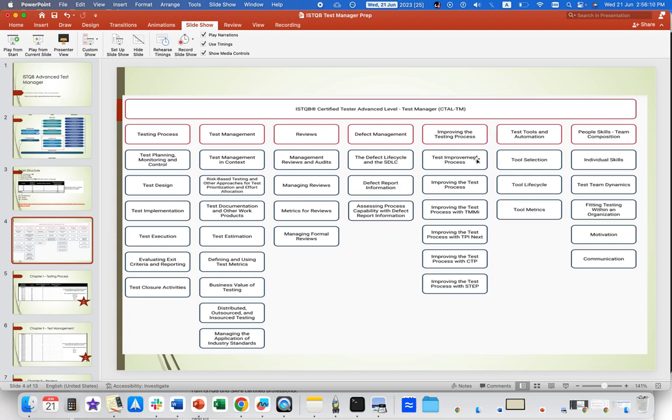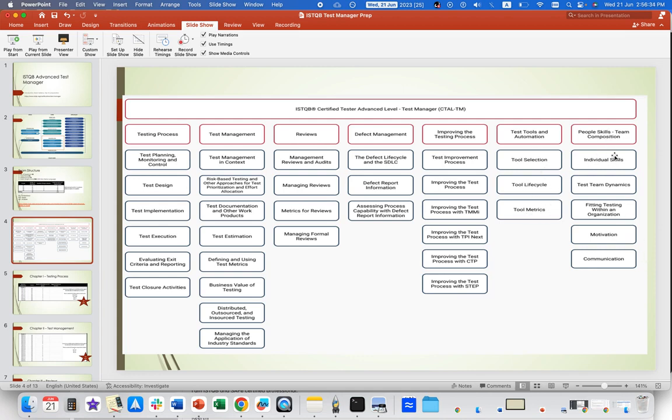Improving the testing process contains test improvement process, improving the test process with TMMI, with TPI Next, and with CTP with STEP. These are all part of the test process improvements. Then test tools and automation. Here we know how to do the tool selection, tool life cycle, and what are the tool metrics.